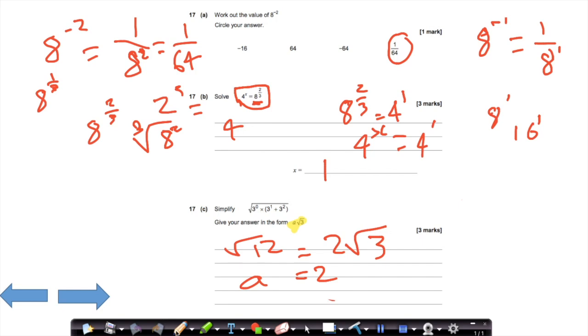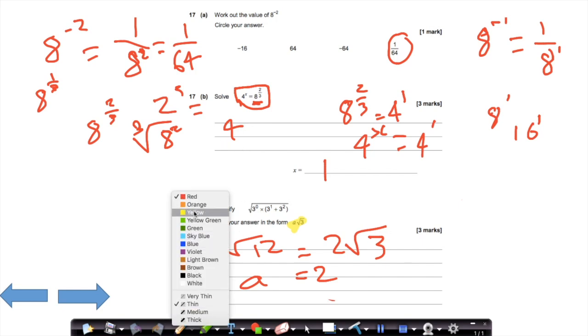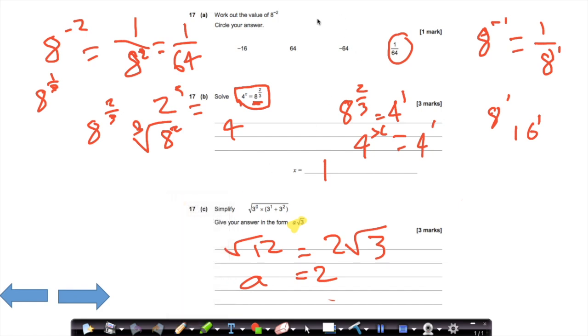For completeness, the breakdown of the marks for part A: only 1 mark, so you had to circle the right answer.